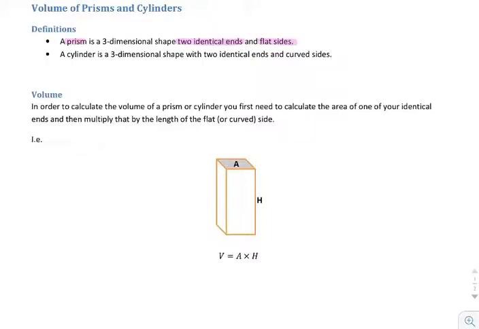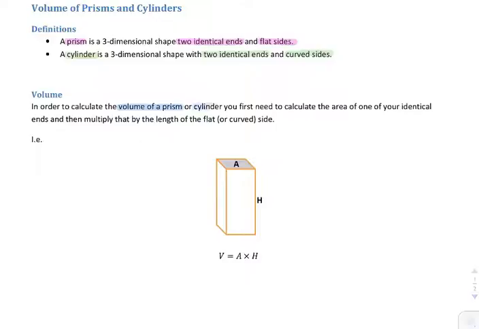So we're talking something like a rectangular prism or a triangular prism, where the flat identical ends are rectangles, triangles, they could be squares, anything like that. A cylinder is again a three-dimensional shape with two identical ends, the difference being that the ends will be circles and hence the sides connecting them are curved and not flat. So prisms and cylinders are very similar and we'll actually calculate their volume exactly the same way.